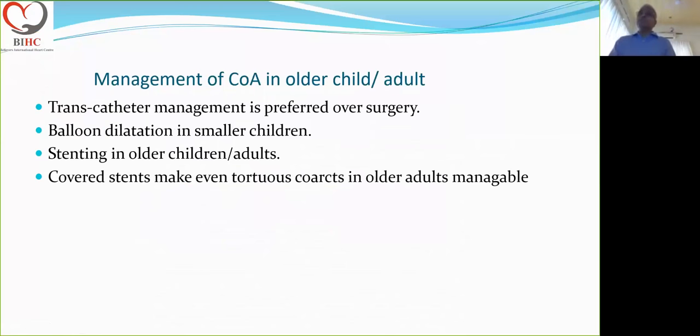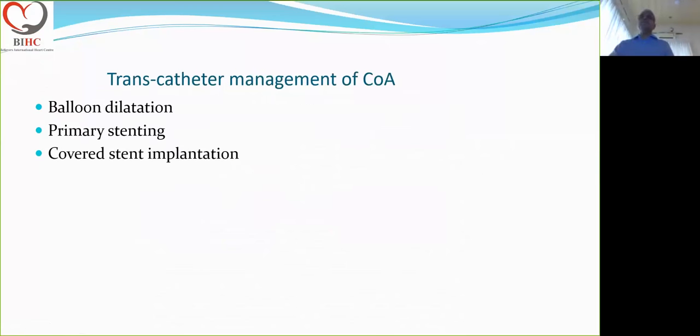So when you are managing coarctation in the older child or adult, surgery takes a backseat. Transcatheter management is preferred over surgery. If it's a smaller child, you do a balloon dilatation. In an older child or adult, you can stent. And I will explain what is meant by a covered stent, which makes even tortuous coarcts in older adults manageable. So the three things that we do in a transcatheter management are balloon dilatation, primary stenting, and covered stent implantation.